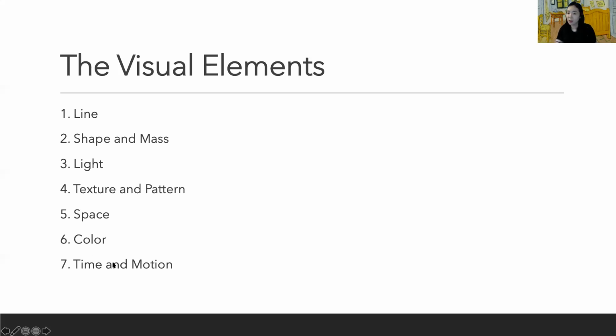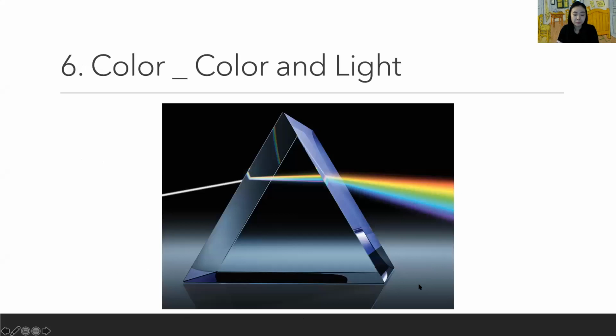So today we are going to see the 6th and 7th elements, color, and time and motion. So let's see the color first. This is a prism to see the light with the color. Science tells us that we cannot perceive color without light. And light consists of energy that travels in waves, much as water forms waves.